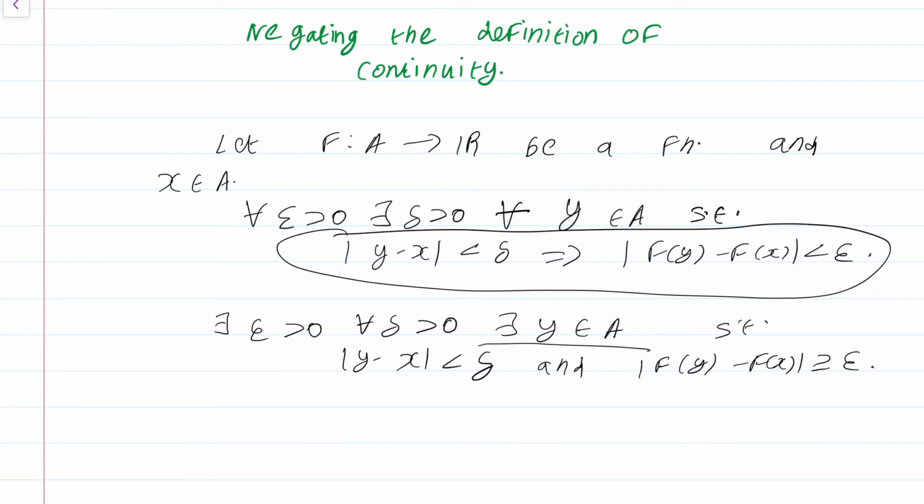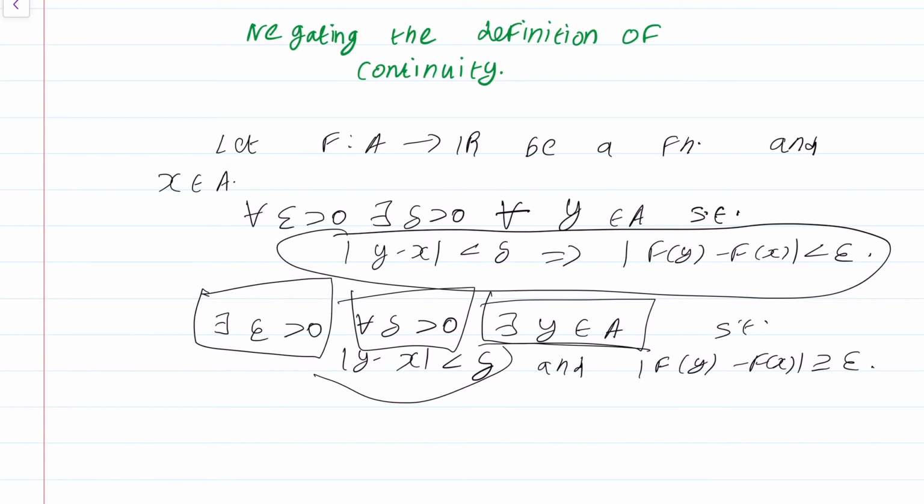Okay. So what is this definition saying? There is some epsilon greater than 0 such that no matter what delta you choose, there will be some element y in A that satisfies mod y minus x less than delta, but nevertheless mod f(y) minus f(x) is greater than or equal to epsilon. So this choice of epsilon plays spoilsport.